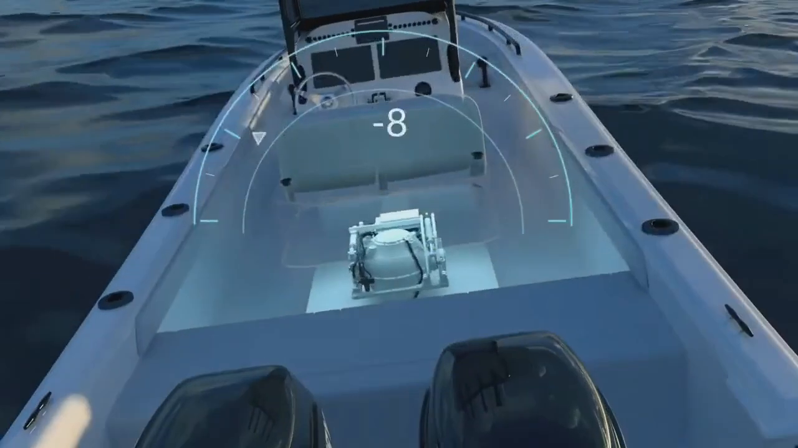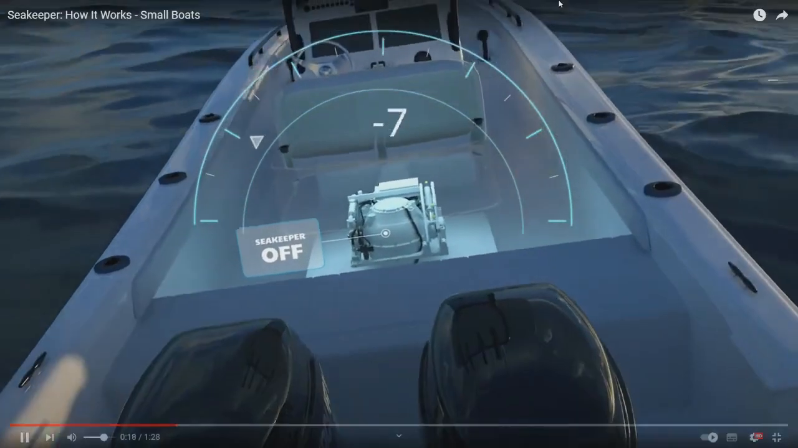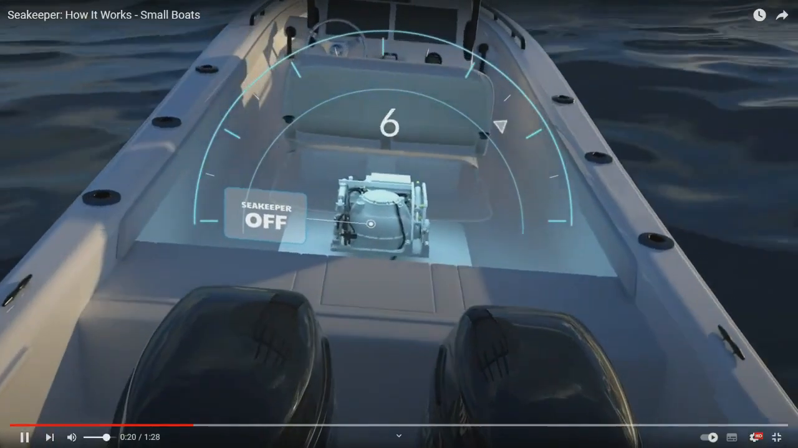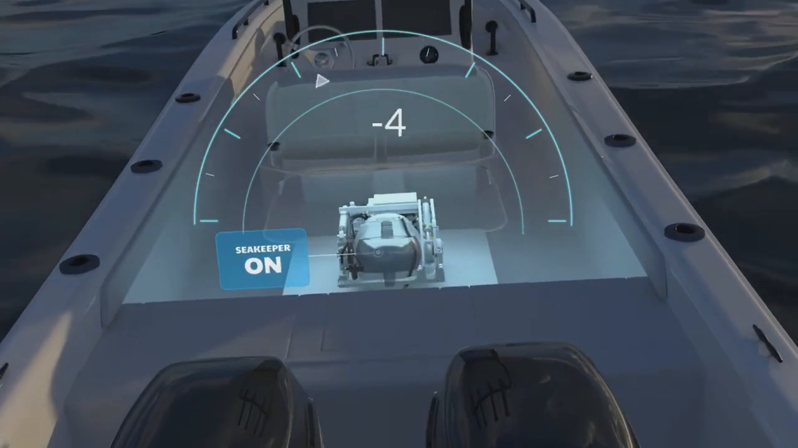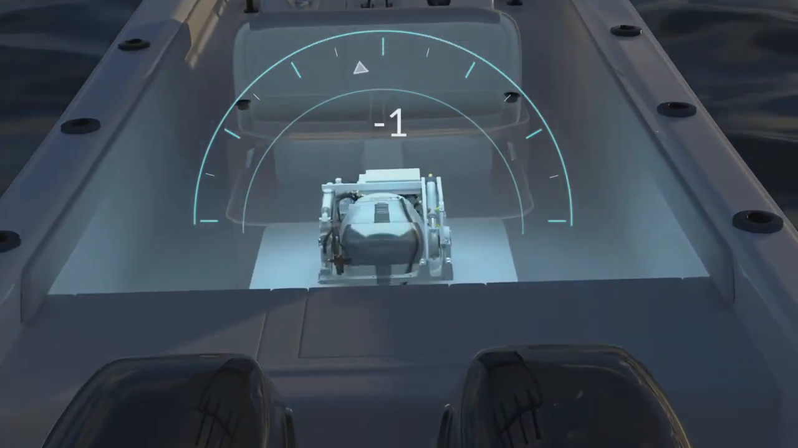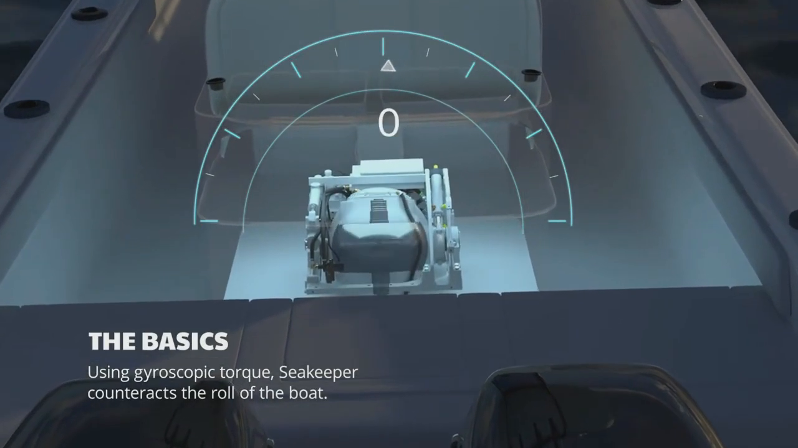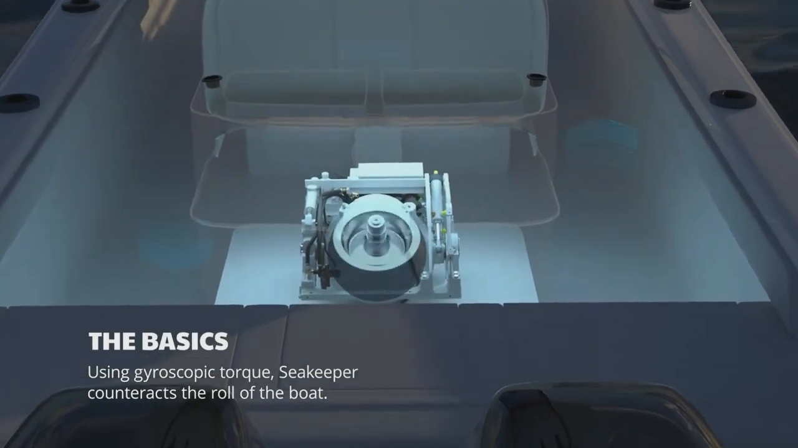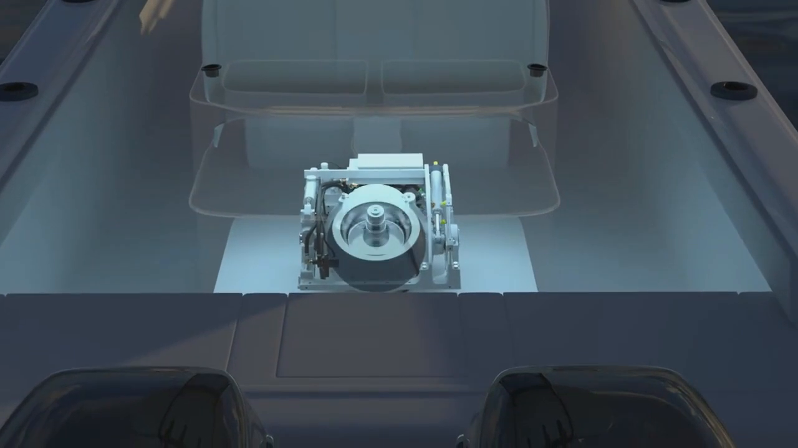The video should have a voice, but anyway, this equipment acts as a gyro and tries to balance the boat. But how does it do that?